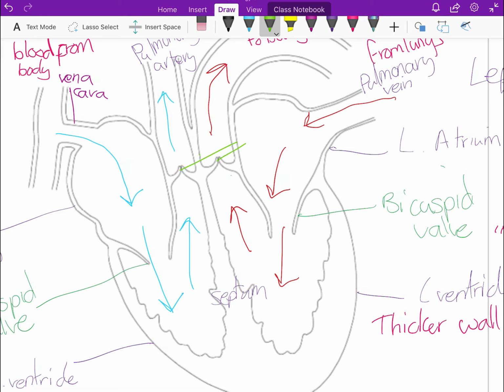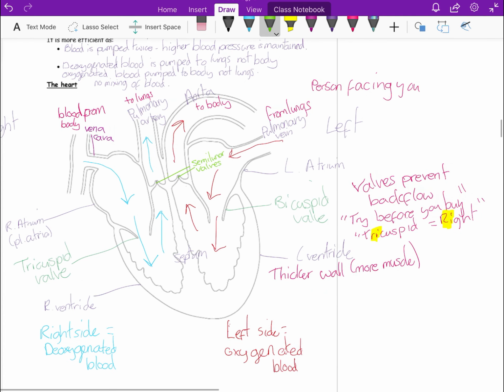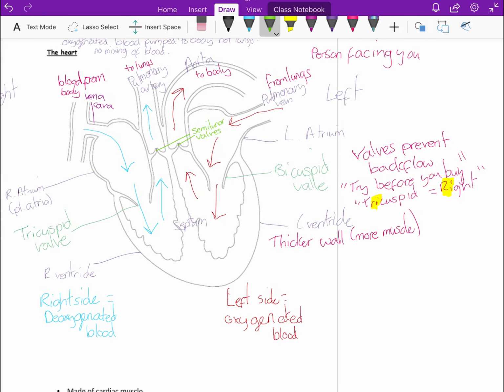We've then got one more set of valves here. So these are between the ventricles, both the left and right ventricle, and the arteries, pulmonary artery and aorta. And these are called the semilunar valves. Again, they're just going to be preventing backflow of blood, but this time from the artery back into the ventricles.